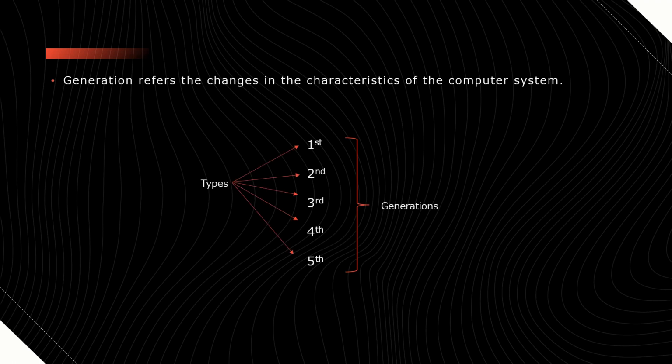There are 5 types of computer generations: first, second, third, fourth, fifth. All these are called as generations of computers. Now we will discuss about all these one by one.